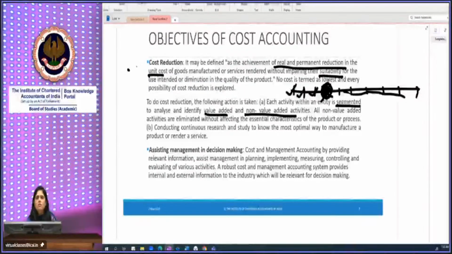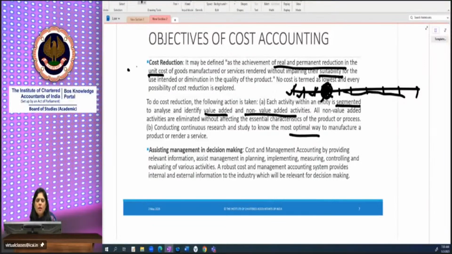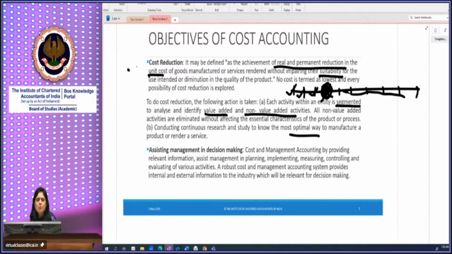If I remove this, there should be no burden on the other activities, and it should not damage the characteristics. And then there is study and continuous research. So this exercise is a continuous research. Whatever activities are not required, we try to eliminate them, to find the most optimal way to manufacture a product or render a service. All right. Now, the last function: assisting management in decision making.